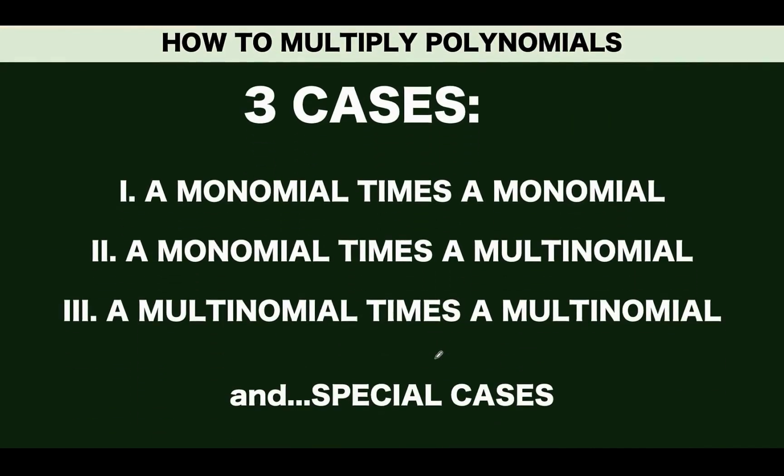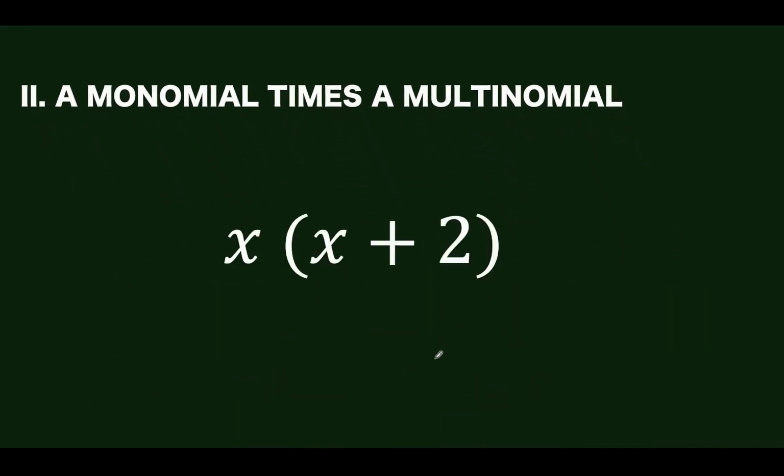Let's go to case number 2, a monomial times a multinomial. Here's an example, x times x plus 2. So the first factor is x, the second factor is x plus 2. This plus sign separates the term. That means this x is one term and this 2 is another term. The boundary of each term is this plus or minus sign.